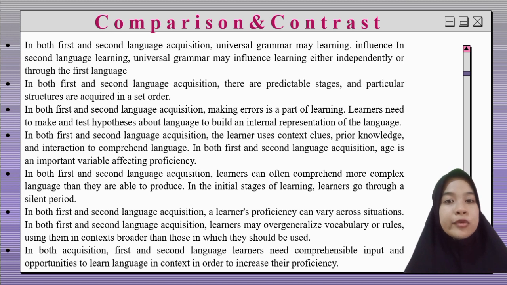Next, in both first and second language acquisition, a learner's proficiency can vary across situations. In both first and second language acquisition, learners may overgeneralize vocabulary or rules, using them in contexts other than those in which they should be used.